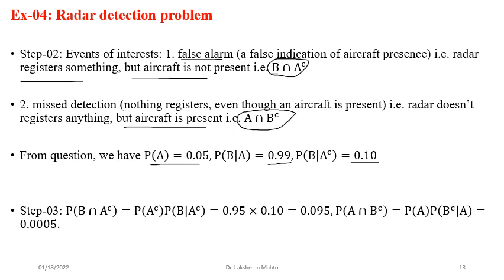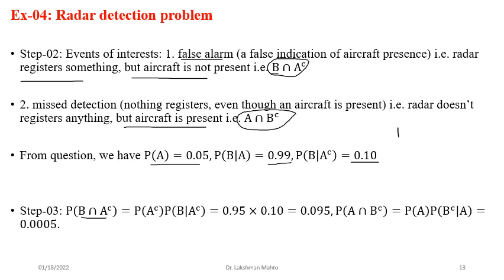First, it is talking about a false alarm. It is asking the probability that radar registers something and the aircraft is not present. That means a joint occurrence. So how is it happening? Actually, before that, I should discuss the multiplication rule here in detail. Do we have time? Okay, let me discuss the multiplication rule.